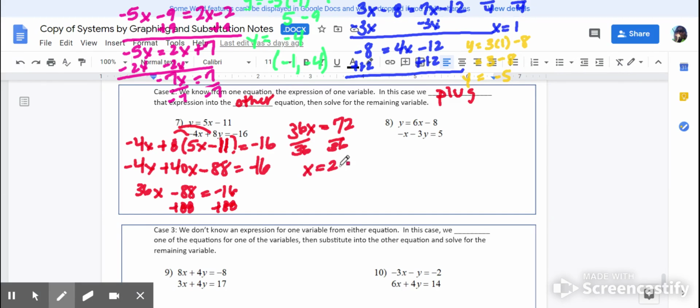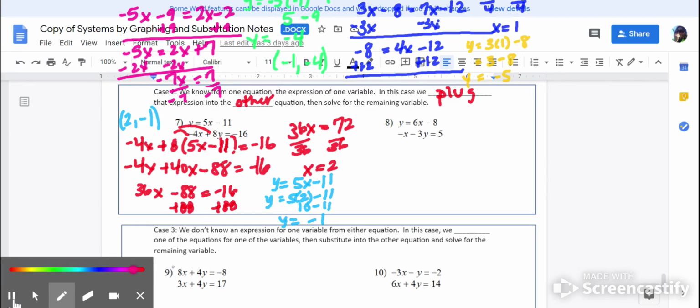X equals 2. At this point, you can plug in x equals 2 into any equation, but I'd rather work smarter, not harder. So I'm going to plug it into the top equation and get y equals 5x minus 11. So y equals 5 times 2 minus 11. I get 10 minus 11. So my y value here would be negative 1. My coordinate pair solution would be 2, negative 1.